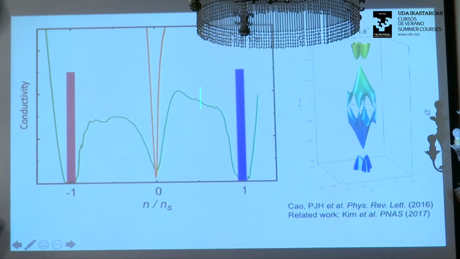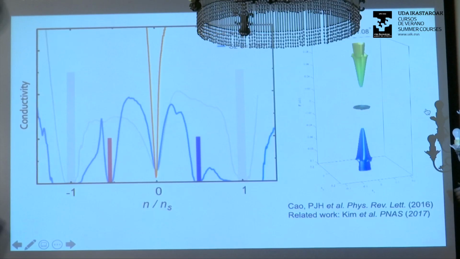Now let's go to a device which is twisted by the magic angle. This is a device which has a twist angle of 1.08 degrees. What you can see is that near charge neutrality, it is also V-shaped, because near charge neutrality, you're still more or less like graphene.